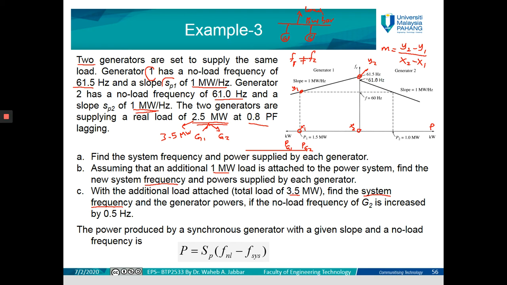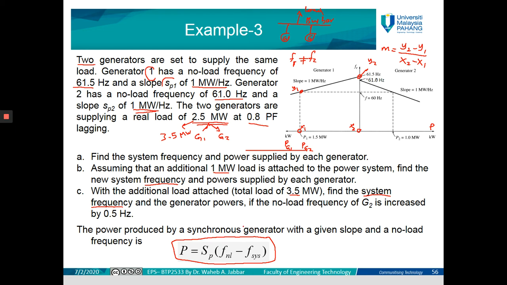So there is one formula here. You need to know the relation between the power, the slope, and the frequency of the generator. Power equals the slope times the frequency no load minus the frequency system. Frequency no load means the frequency of the generator that we want to connect to the grid. Frequency of the system is the frequency of the grid.